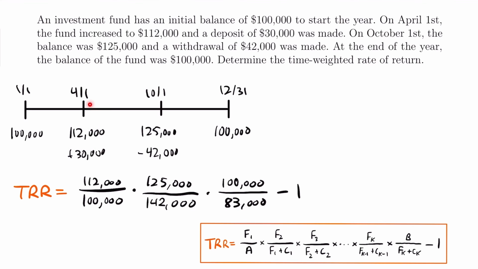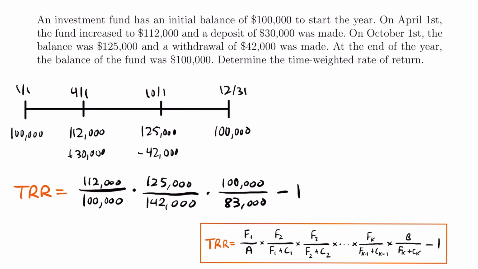Then we're going to work on the next period of time by taking the next reported balance of the account, $125,000, and dividing it by the previous balance plus any cash flows, right? That's where this $142,000 came from. And so this fraction takes care of this part of the year for the account. And then this last fraction has the next reported balance of the account, which happens to be the ending balance divided by the previous balance plus any cash flows. And so that's where this $83,000 comes from. And so this fraction takes care of this part of the year, which is the last part of the year.